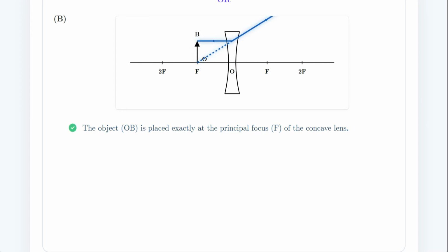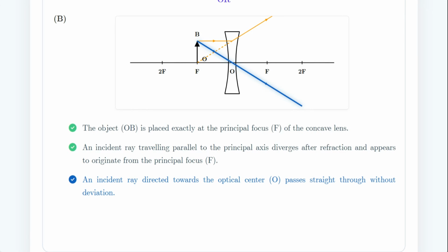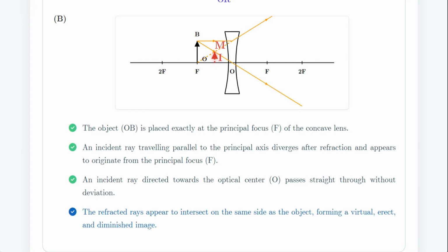Let's draw an incident ray traveling parallel to the principal axis. After refraction, this ray diverges. If we extend it backwards, it appears to originate from the principal focus F. Now, trace a second ray directed towards the optical center O. This ray passes straight through without any deviation at all. Now, observe the point where the backward extension of the first ray and the second ray meet. They appear to intersect on the same side as the object, forming a virtual, erect, and diminished image.